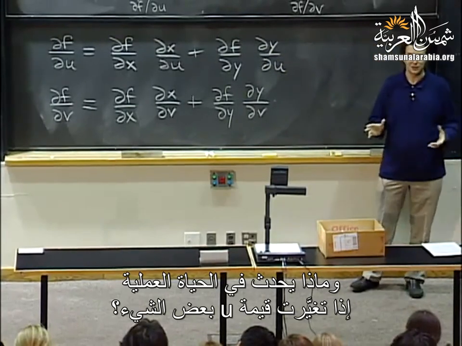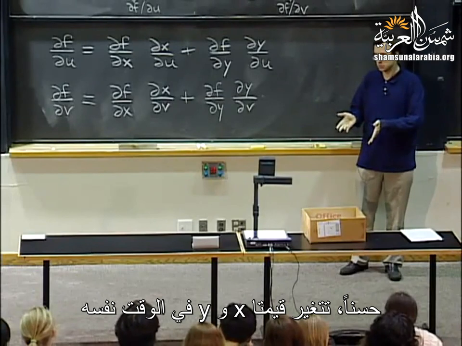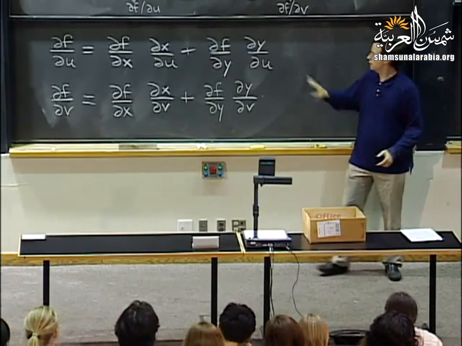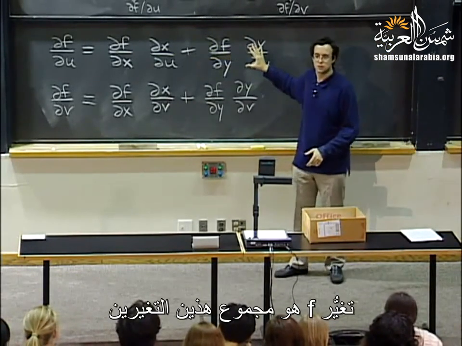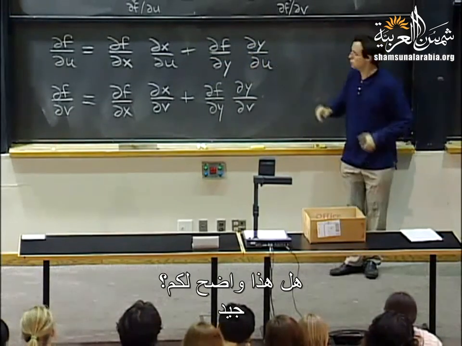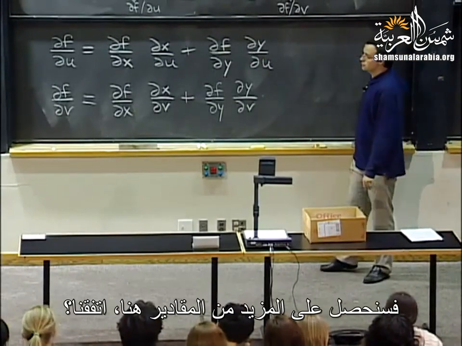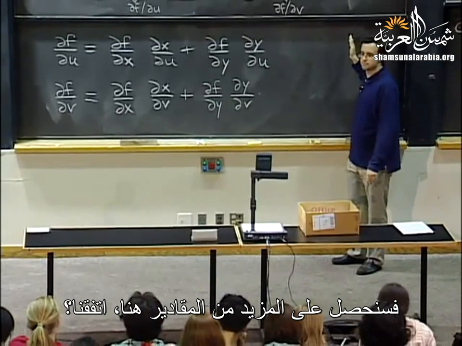Now, what happens in real life if I change u a little bit? Both x and y change at the same time. So how does f change? It's the sum of the two effects. Okay, does that make sense? Good. Of course, if f depends on more variables, then you just have more terms in here.